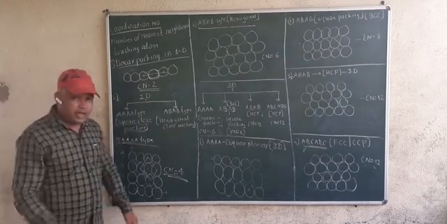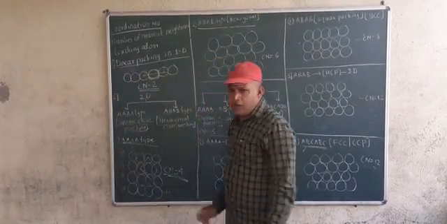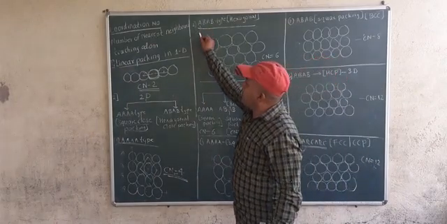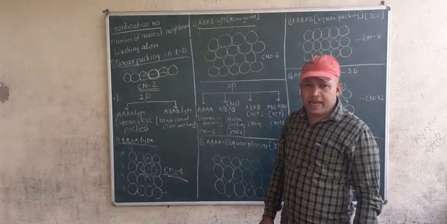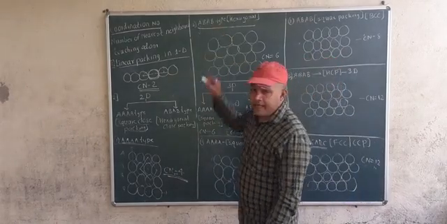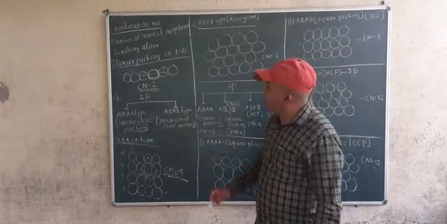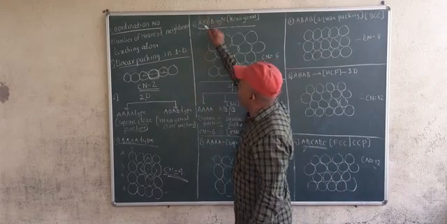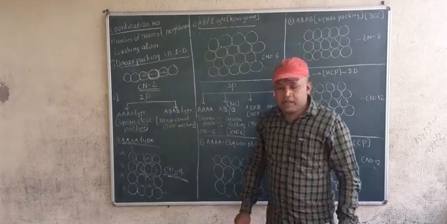Now there is another way. It is AB type. Now what is this AB type? That is, first layer is A, second layer is B. Means definitely second layer is different than first layer. Then third layer is again A. Means first and third layer is same, and second and fourth layer is same.